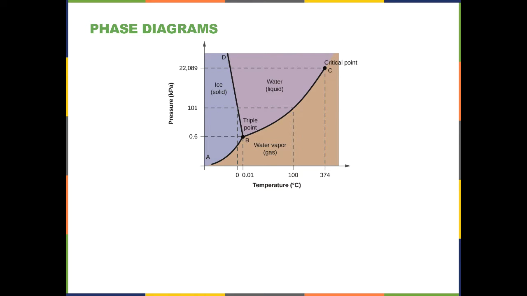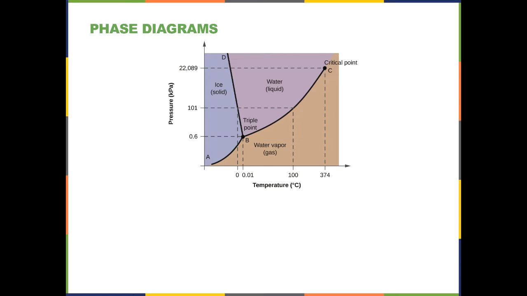Now here's just such a phase diagram, and this is the phase diagram for water. And on a quiz or test, I would give you a phase diagram like this. It might not be for water, but it's like this. And I would give you certain conditions of pressure and temperature and ask you what phase the substance is in. If it's at the triple point, which is point B on this diagram, then you would say that you have liquid, solid, and gas present.